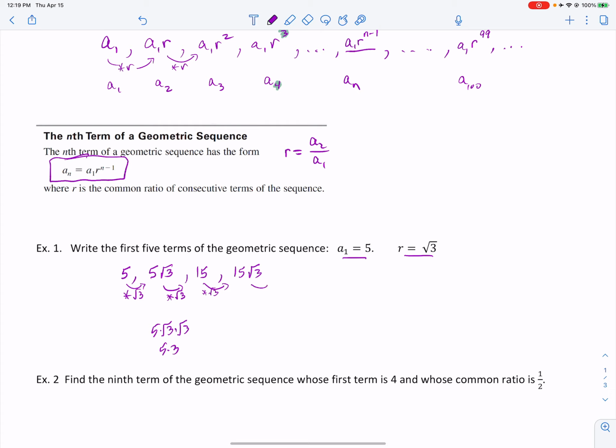Then you multiply by root 3 again to get to the fifth term, so that's 15 root 3 times root 3. You get 15 times 3, and that is 45. Clean that up a little bit, and there are my first 5 terms.